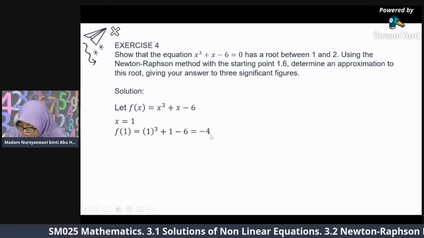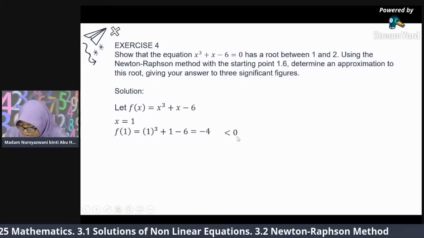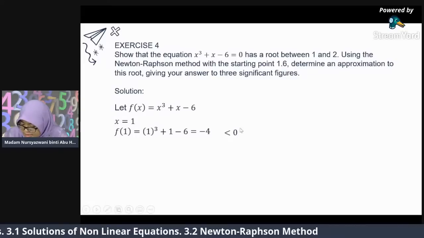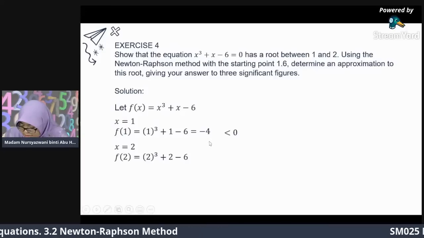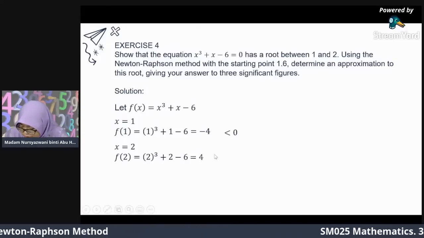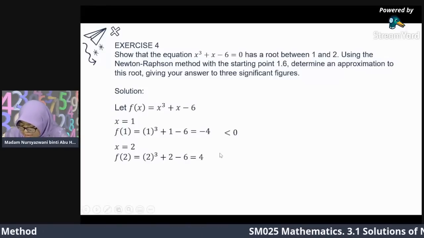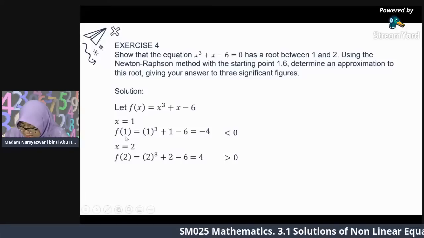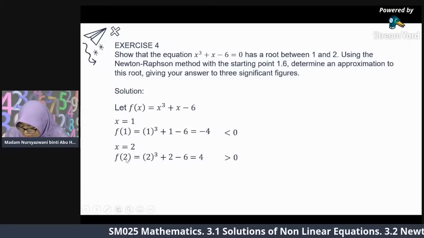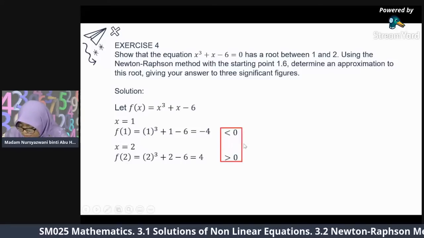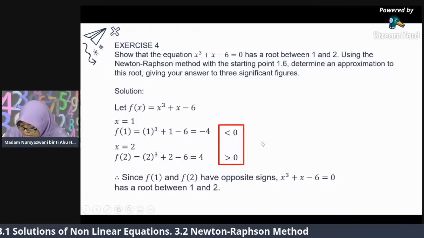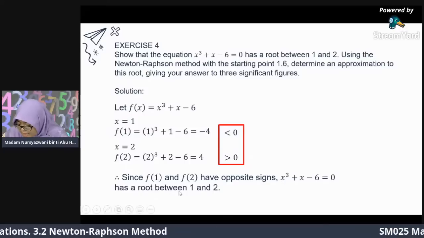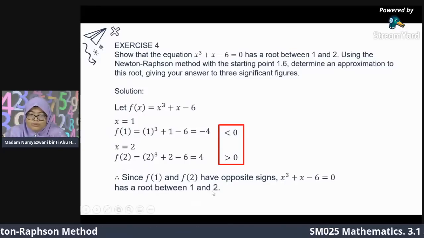So this value is less than 0. Next, we substitute x equal to 2 into f(x) and we get 4. So this value is greater than 0. Since f(1) and f(2) have opposite signs, so the equation has a root between 1 and 2.